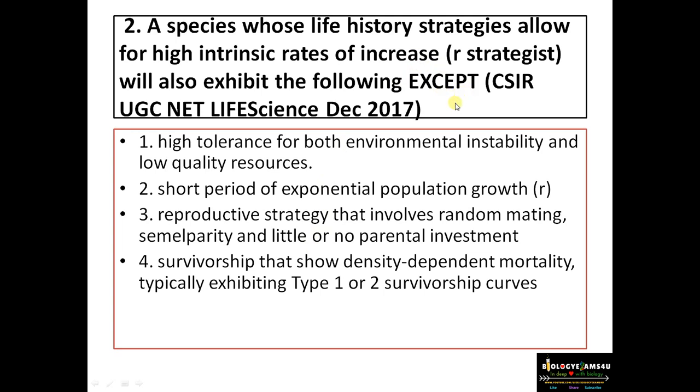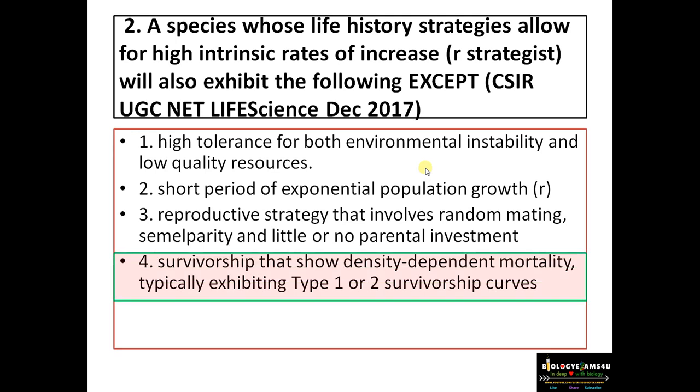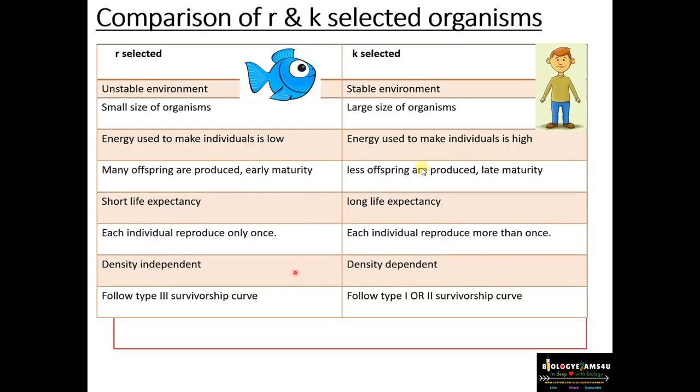So the question is, all the following statements are correct regarding the r-selected species except, and the answer is survivorship curves that show density dependent mortality, typically exhibiting type 1 or 2 survivorship curves. Let us see what is actually r-selected and K-selected species. So r-selected means rapid selection. Take the case of fish and insects. K-selected means humans, mammals, etc.